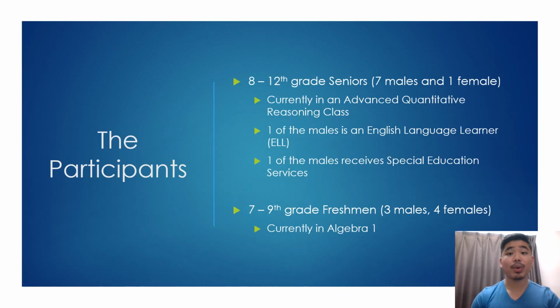So let's talk about who I administered this task to. First, I administered it to 8 12th grade seniors. 7 were male and 1 was female, and they're all taking my Advanced Quantitative Reasoning class. One of the males is an English language learner, or ESL as some people call it, or ELL, and one of my males also receives special education services. My other group of samples were 7 ninth grade freshmen who are 3 males and 4 females, and they are all currently taking my Algebra 1 course.